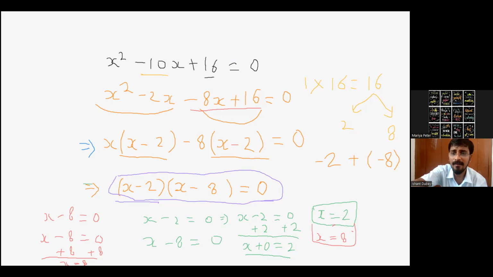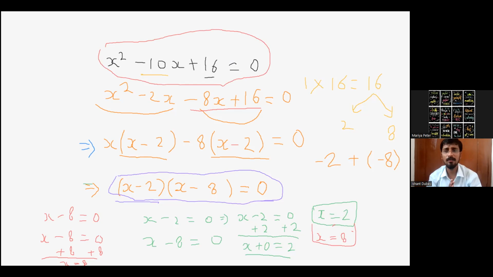Now what is the meaning of these two solutions? This equation we initially wrote, right? If you substitute x equals to 2, or substitute x equals to 8, after substitution you will get 0, which is the right hand side equals to 0. So the solutions for this quadratic equation are x equals to 2 and 8. This is how you have to solve your quadratic equation by using the factorization method.